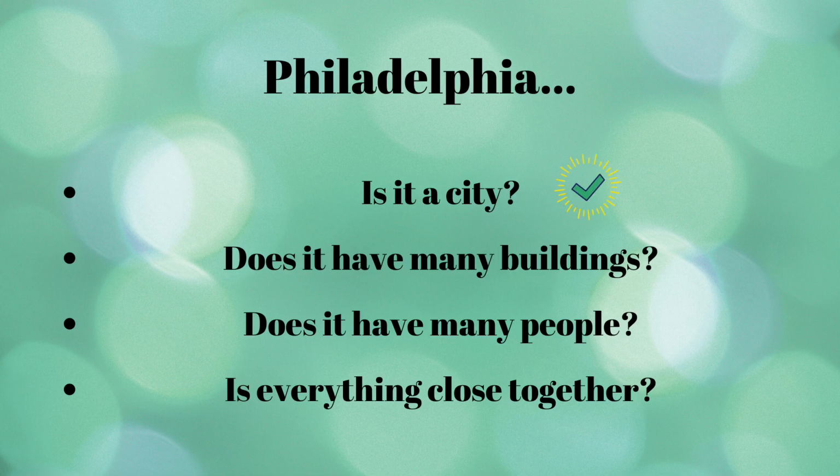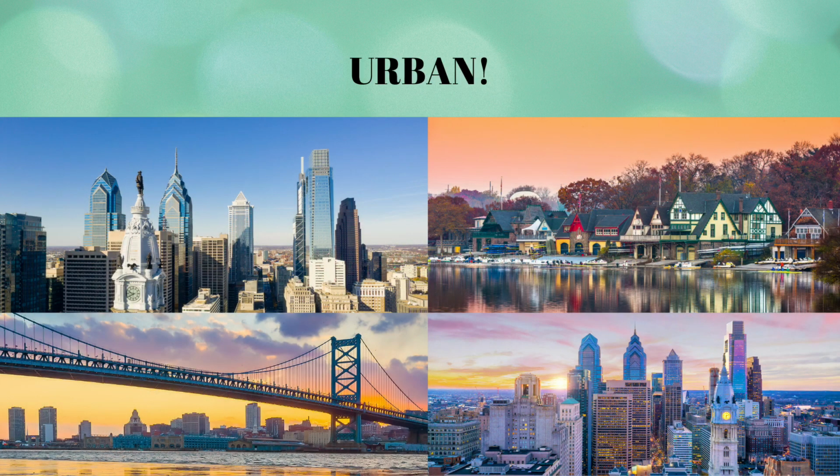Well, yes, we do know that Philadelphia is a city. And Philadelphia does indeed have many buildings. We know that just by looking around. We also know that Philadelphia has many people. We also know that by looking around and walking around. And finally, yes, everything is close together. We have homes and people and buildings all close together. So that means Philadelphia is an urban environment, also known as the city of brotherly love.